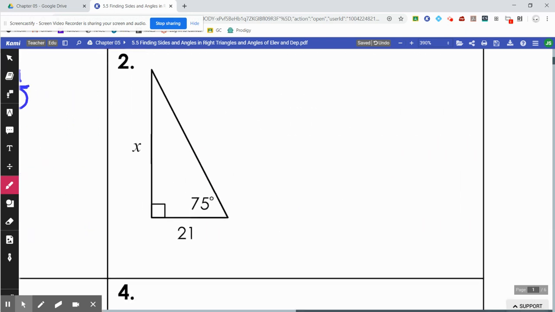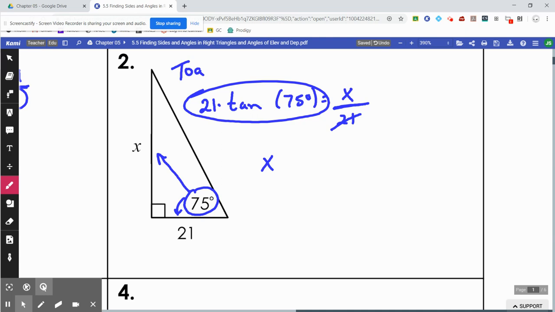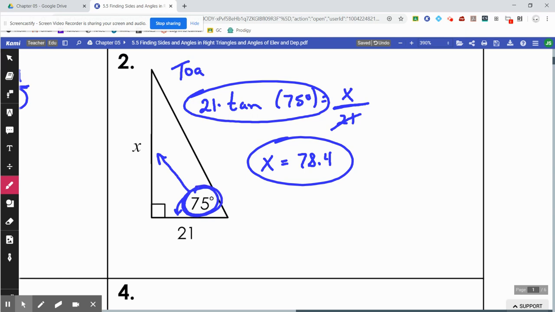Okay, problem number two. First, identify your angle and see which sides you're given. You're given opposite and you're given adjacent. This would be a TOA, or a tangent problem. The tangent of my angle is equal to opposite over adjacent. Now, this is kind of nice because the x is not on the bottom here, so it makes it a whole lot easier to solve. To get x by itself, mark out divided by 21, come over here and multiply by 21. Type this into your calculator and you're finished. X is equal to about 78.4. So if you have this angle and this side length, then this distance right here would be 78.4.